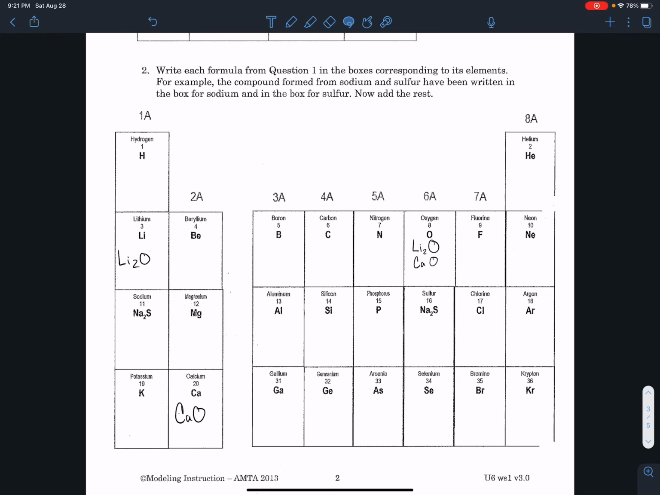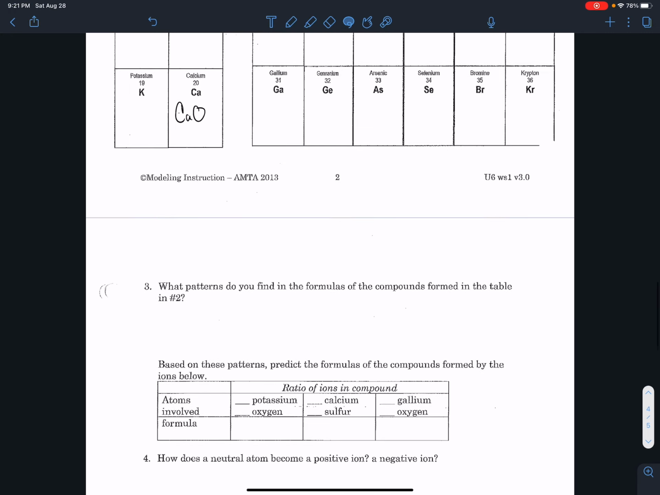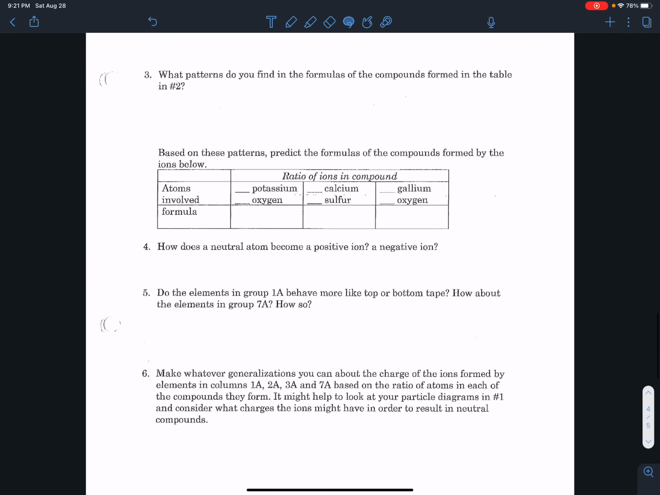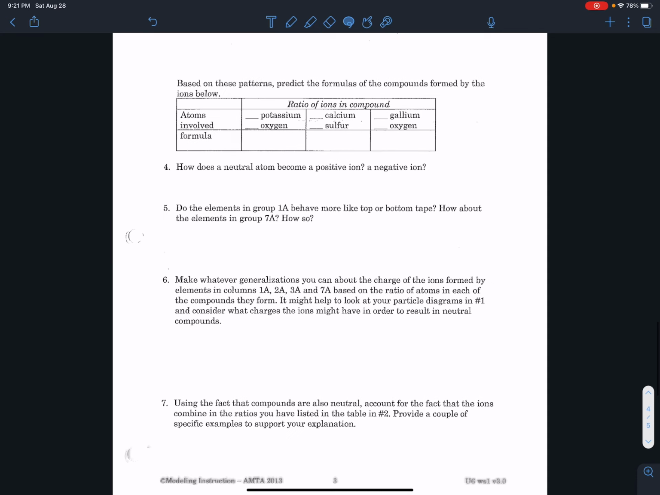So you'll finish filling those in, and then the next page basically asks you some questions about it. Look for trends. What kinds of things tend to bind together? And in what ratios do they tend to bind together? So I can tell you now that many students won't have perfect answers for this page. They're going to come with more questions than answers. Give it a try, and we'll talk about it in class.